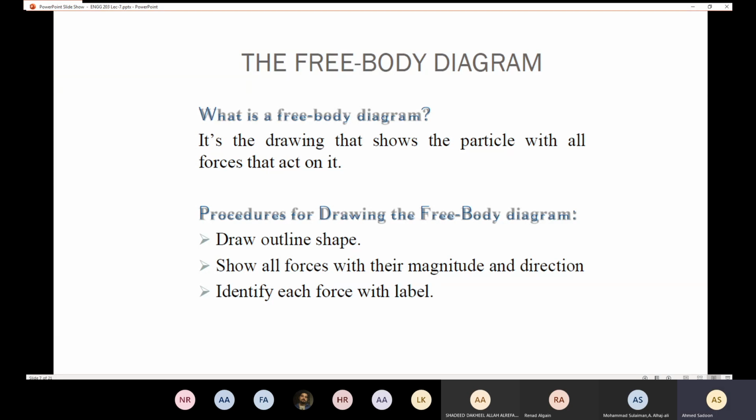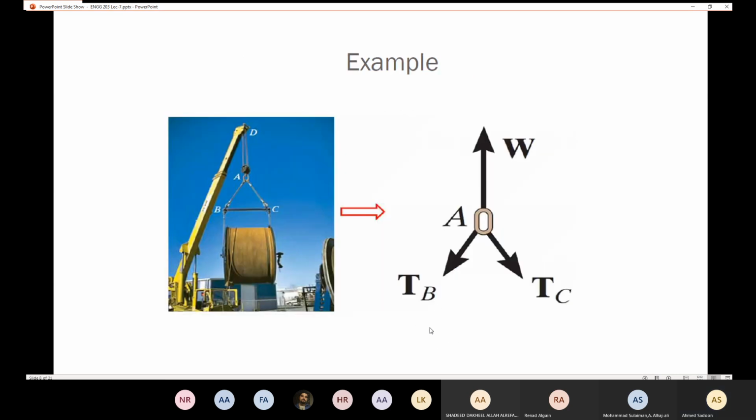So how am I going to draw the free body diagram? We have 3 steps to be done. First, we need to draw the outline shape. Then we need to show all the forces, whether known or unknown, with their magnitude and direction. And we need to not forget that we need to label each force. So we need to put a letter in order to know the force.